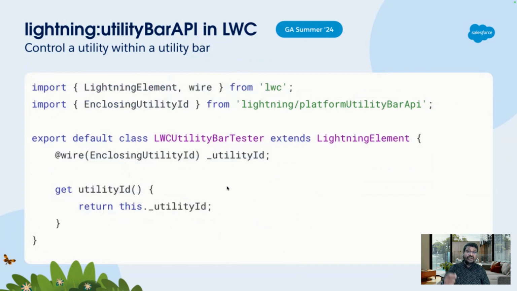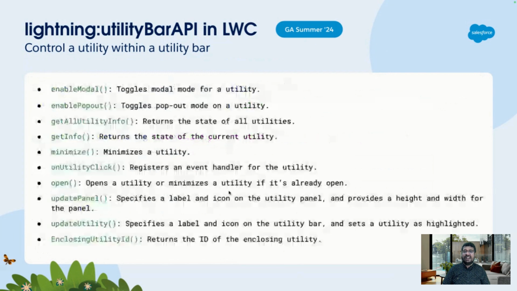Once it is exposed, you can write your Lightning Web Component code, and here you can see an example. I'm using the Platform Utility Bar API, and I'm getting the enclosing utility ID from within the utility bar. Once I have that utility ID, I can run a set of methods. I can enable modal, I can enable prompt; in fact, there are various methods that I can use to control my utility within my utility bar.